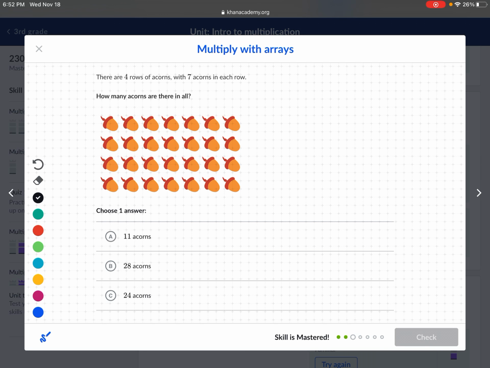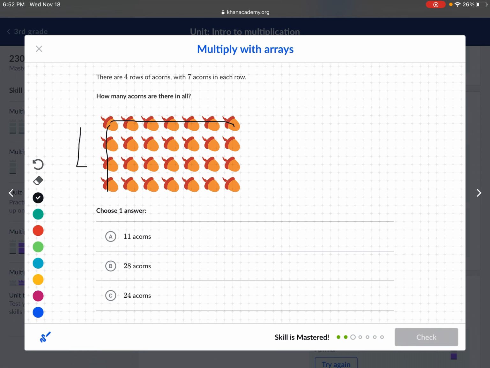Okay. There are 4 rows of acorns with 7 acorns in each row. How many acorns are there in all? Okay. There are 4 acorns in one row. We can tell this is 4. 7 in one row. Remember what I told you on the first problem.